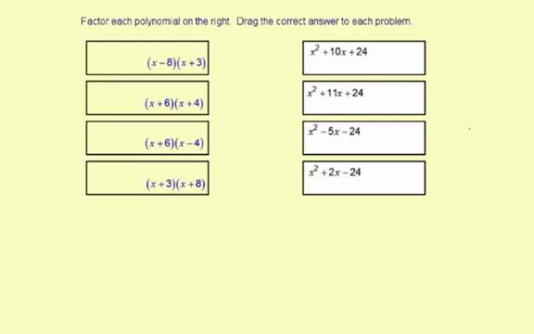Factor each polynomial on the right, drag the correct answer to each problem. So here's some more factoring practice.